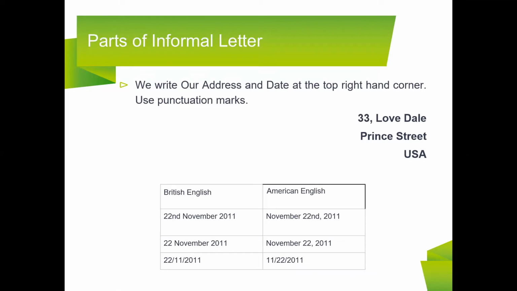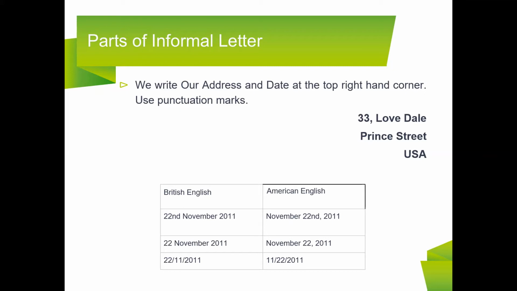And the next one is date. Date you can write in different formats. We have British English as well as American English. In British English, the format of the date for an informal letter is like this: 22nd November 2011, or 22/11/2011. In American English, it is written like this: November 22nd, comma, 2011. So you can follow either British English or American English, but I prefer you to use British English because it is British English that we follow in our curriculum.